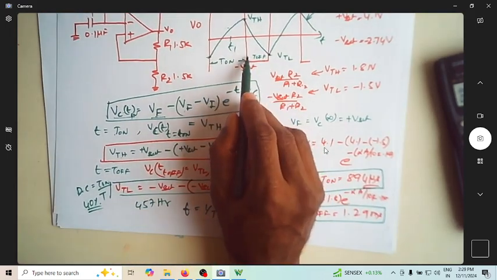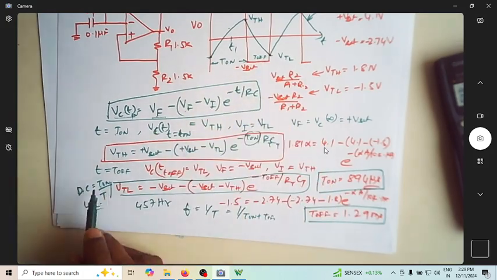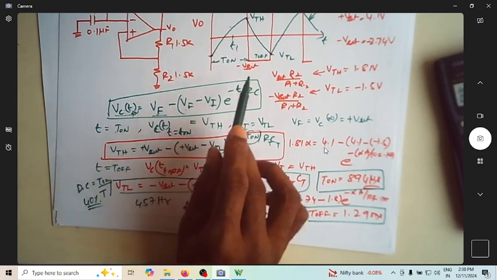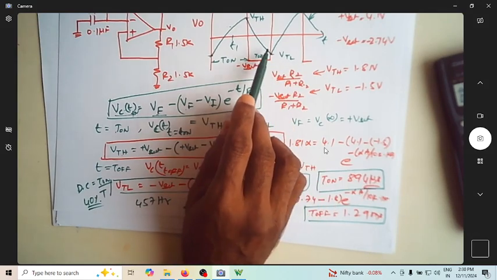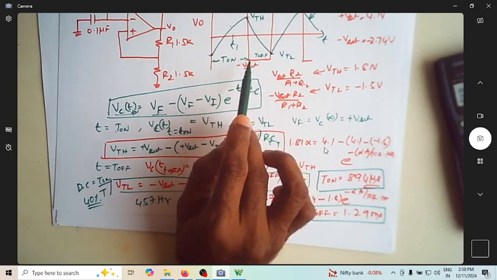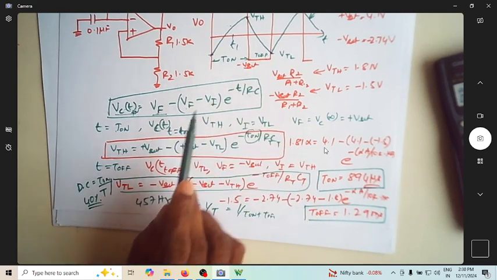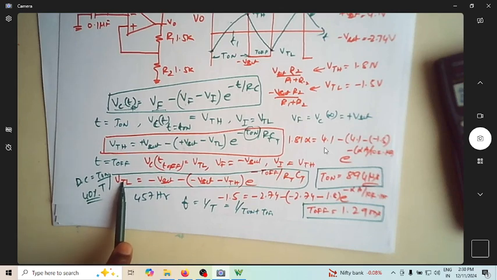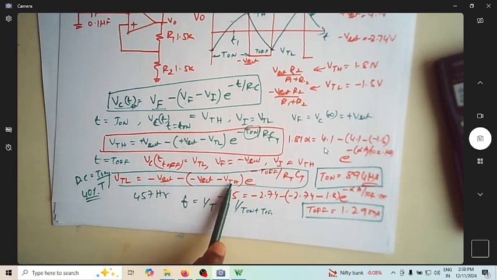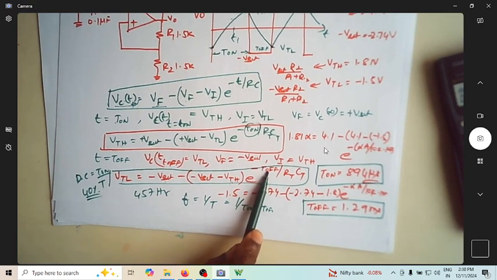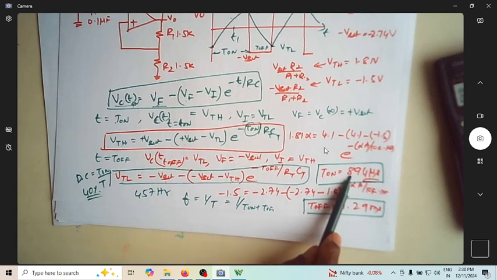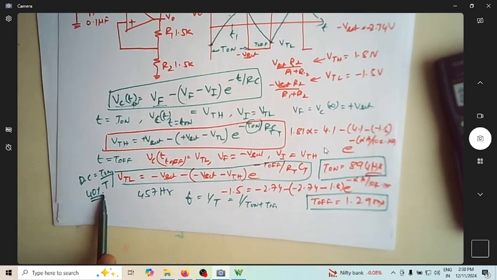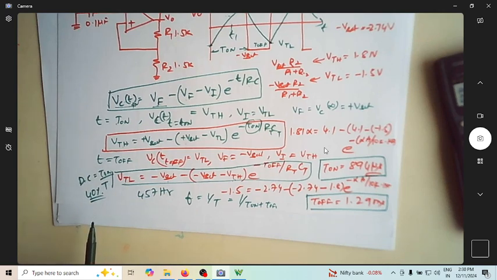Similarly, I can find the expression for T off. In the same expression of the capacitor voltage, we substitute the final voltage, which in this case is minus Vsat. The initial voltage is VTH. At t equal to t off, the capacitor voltage is VTL. So this is your Vc of t, this is your V final, and this is your V initial for t equal to t off. Upon doing this, we got t on as 894 microsecond and t off as 1.29 millisecond. The frequency and duty cycle are all as per this calculation.